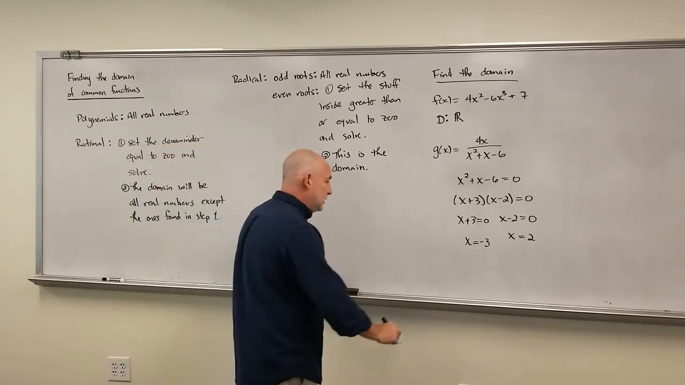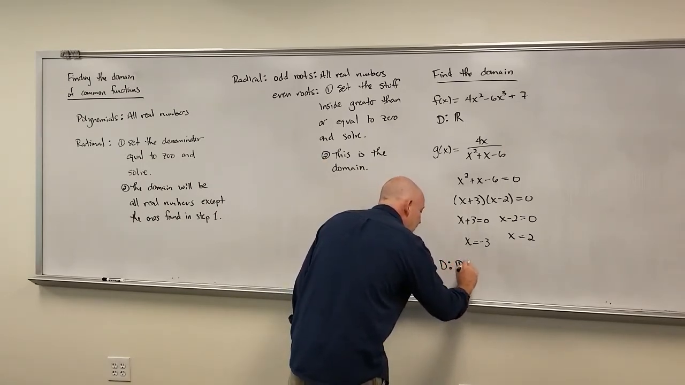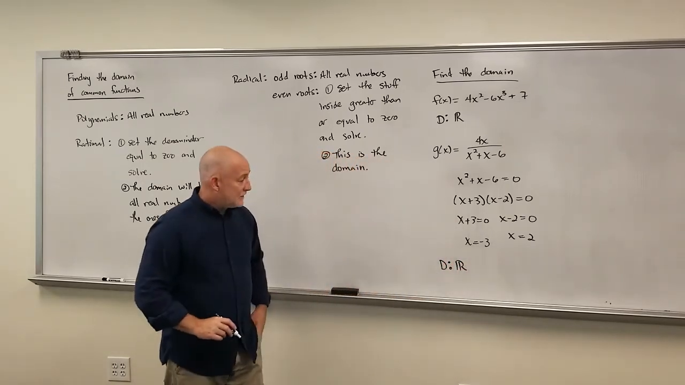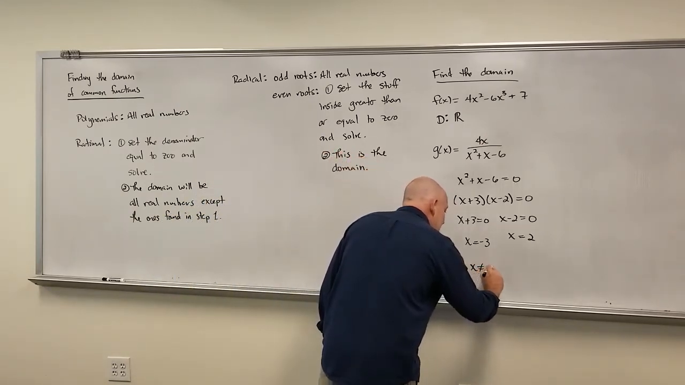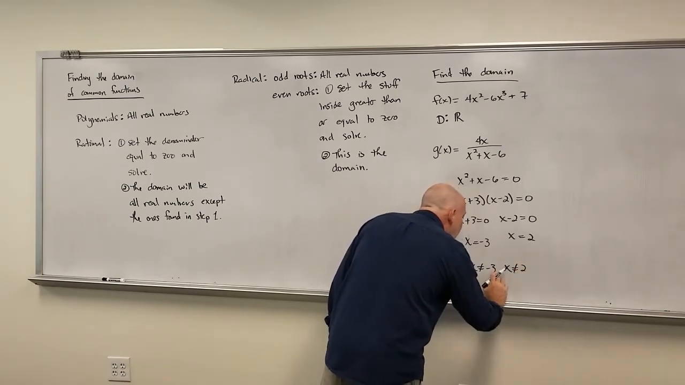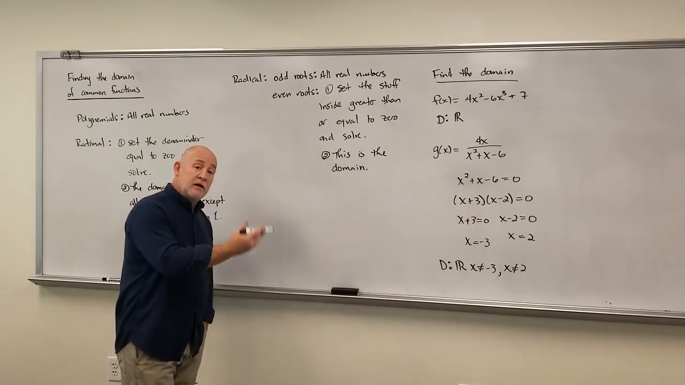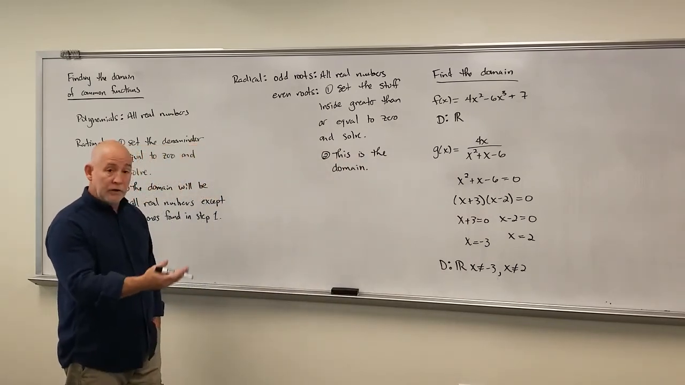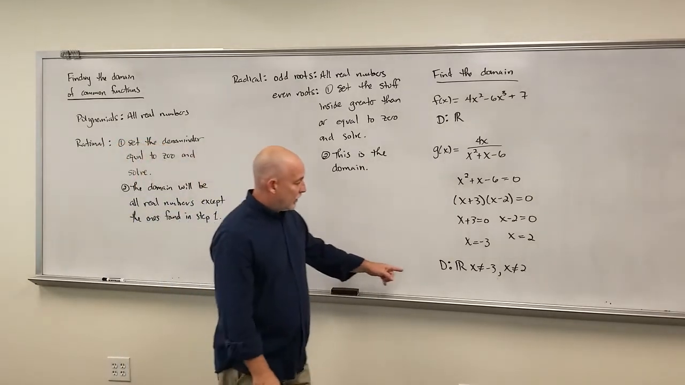So what is the domain of this? Well, it's all the numbers except for these guys. So it's all the numbers as long as x is not -3 or x is not +2. You can say that in a sentence as well if you like: all real numbers except -3 and +2. This is somewhat just a shorthand way to write it.